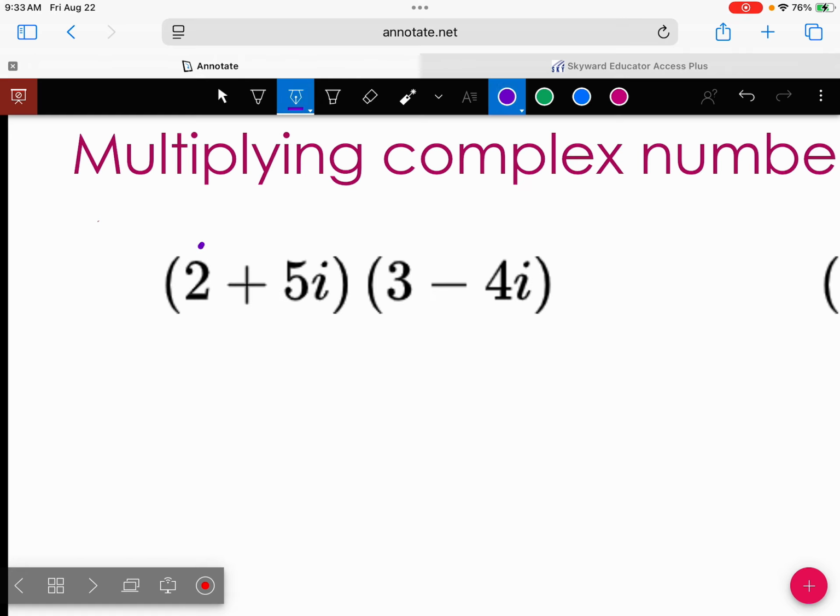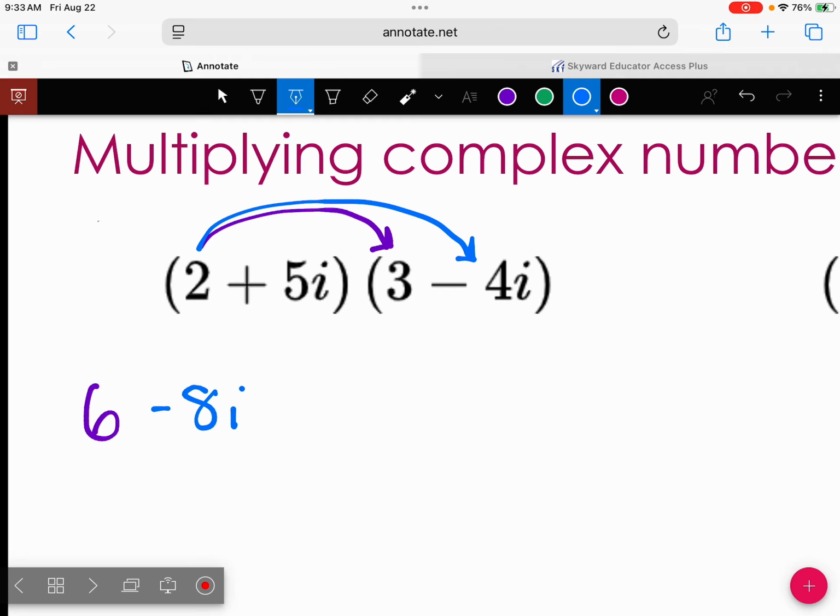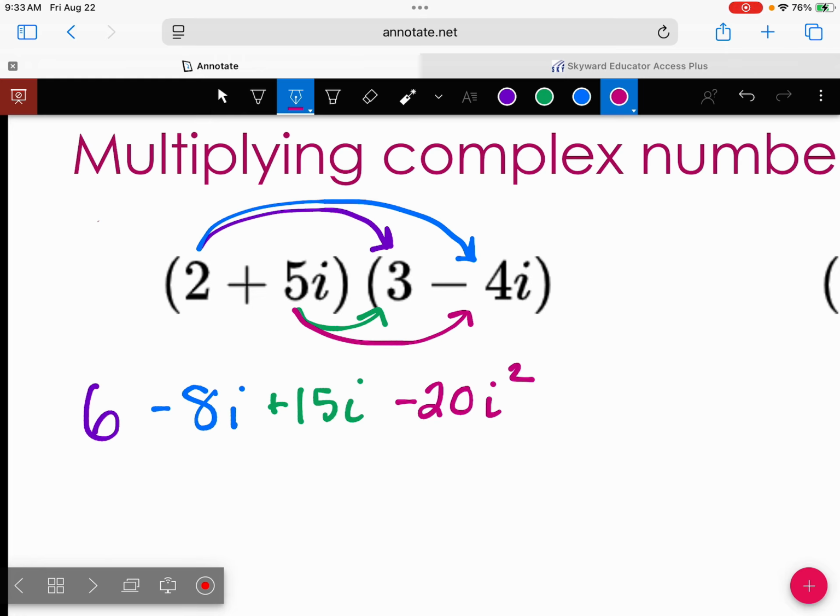But we're going to take our 2 times 3. 2 times 3 gives us 6. Then we're going to have our 2 times minus 4i. We're going to get minus 8i. We're going to take our 5i times 3, 15i. And then we have our 5i times minus 4i. And what do we get here? Negative 20i squared. Okay? 100% not different than any of our polynomial stuff.